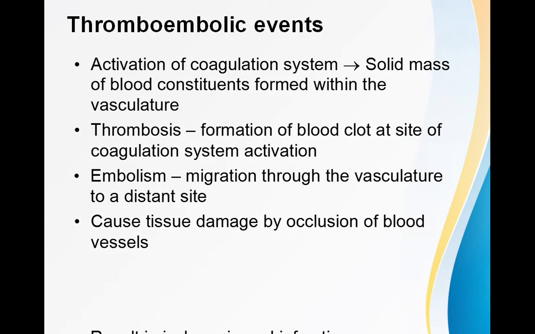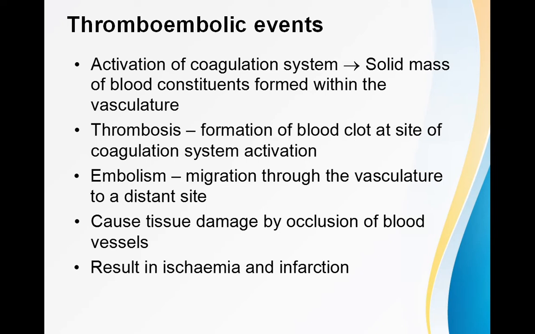Thromboembolic events. Activation of the coagulation system. Solid mass of blood constituents formed within the vasculature. Thrombosis: formation of a blood clot at the site of coagulation system activation. Embolism: migration through the vasculature to a distant site. Cause tissue damage by occlusion of blood vessels. Result in ischemia and infarction.